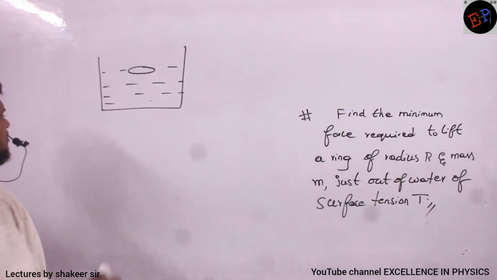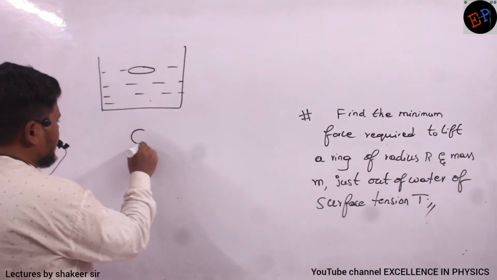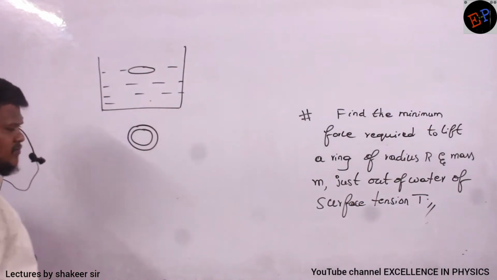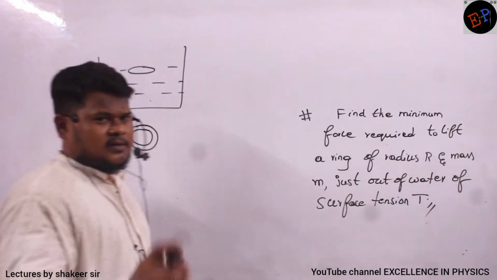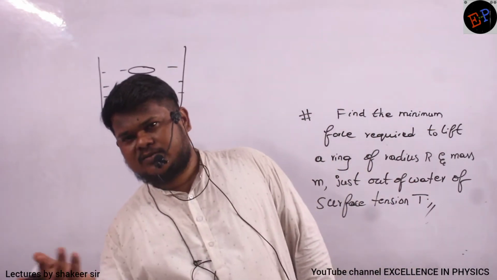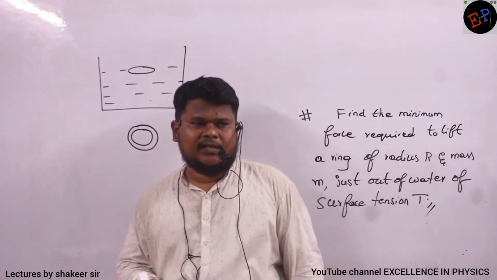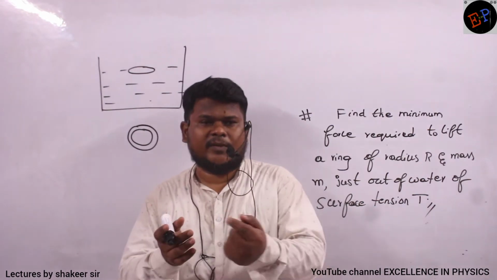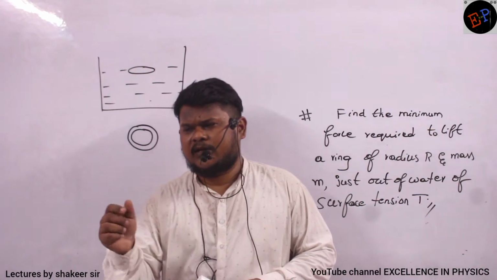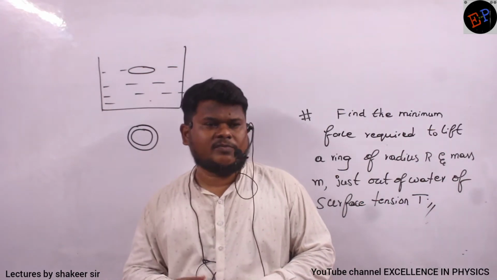Sima, a ring means it will have two surfaces, no? It will have one inner surface also, and one outer surface also. Clear, no? Definitely there will be some thickness. Thickness cannot be zero, because if thickness is zero, a ring doesn't exist. So there will be one inner radius and one outer radius, but you can consider both of them to be the same.